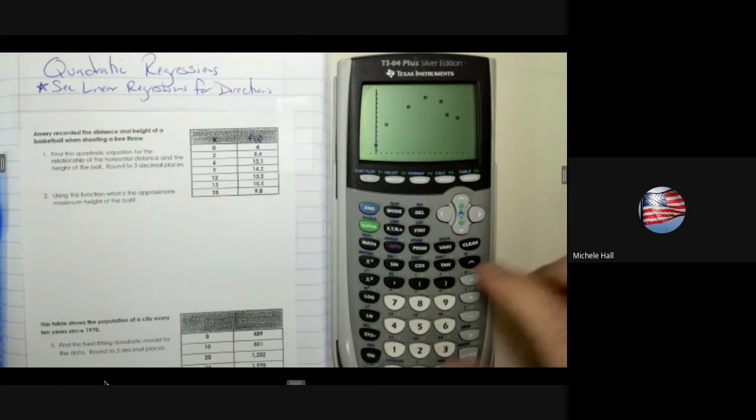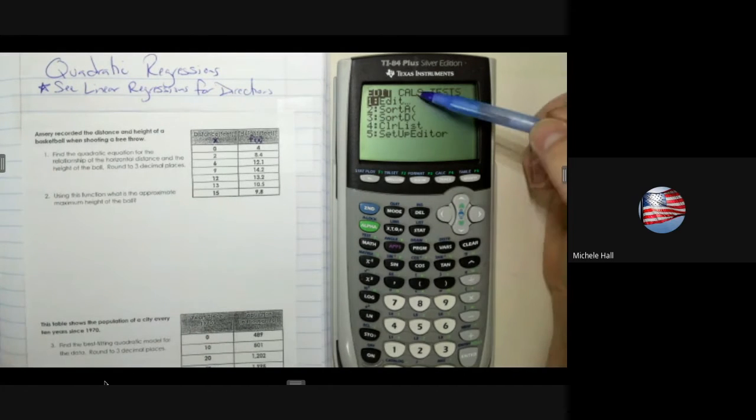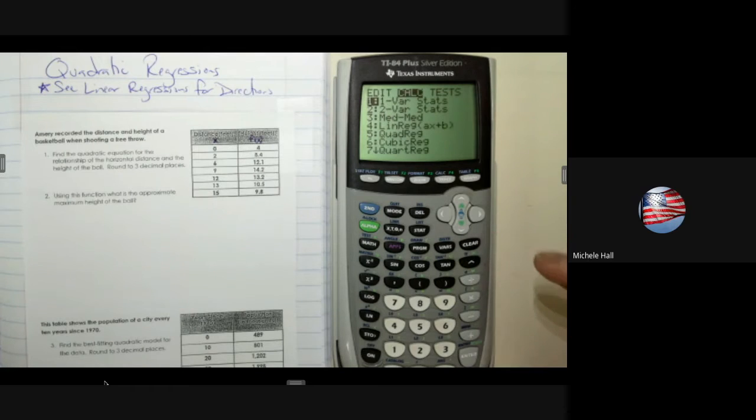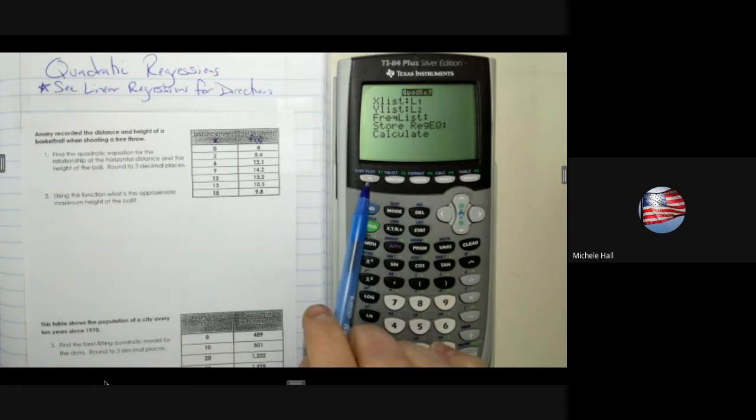We go to statistics. Now we want to calculate something about the statistics. So I'm going to scroll over to calculate, and we've done linear regressions. We're going to go on to quadratic regression. Number 5, list 1, yes. List 2, yes. We'd like to store this equation in y equals so that we don't have to manually punch it in. So we're looking for the y variable.